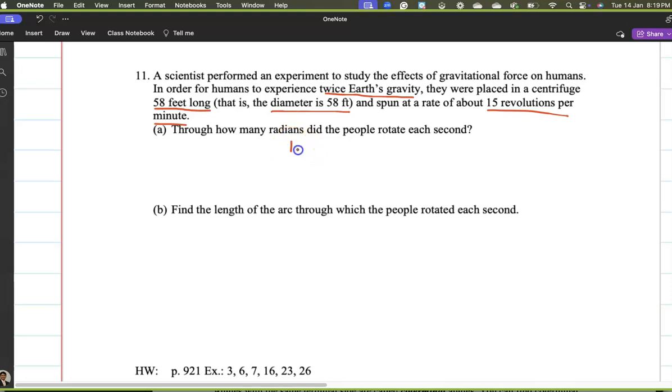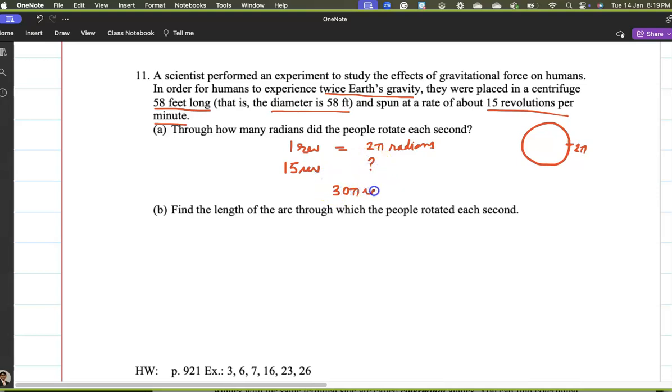Now one revolution is how many radians? 2 pi radians. How do you know that? One circle is 360 degrees, which is 2 pi radians. A revolution is one full circle. So one revolution is 2 pi radians. Now this is 15 revolutions, so that's 30 pi radians.